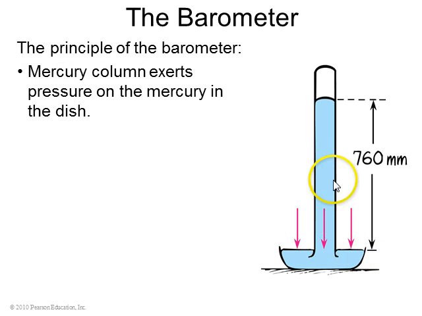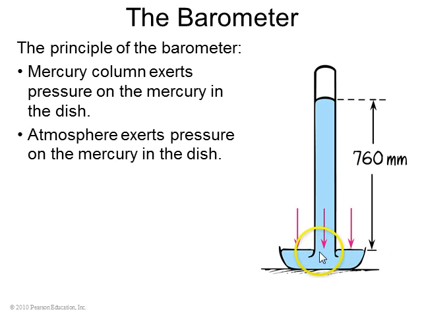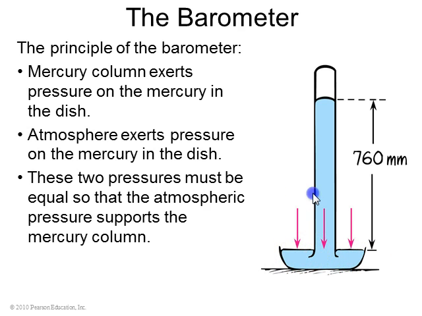But the basic principle is that this column of mercury exerts a pressure on the mercury in the dish, and that's equal to the atmospheric pressure. And when they're equal, it turns out that the column of mercury is about 760 millimeters high.